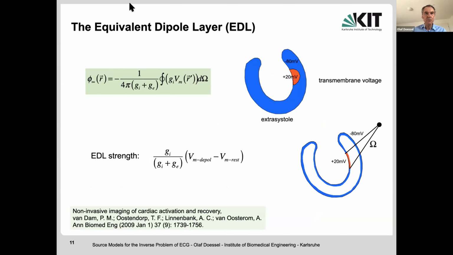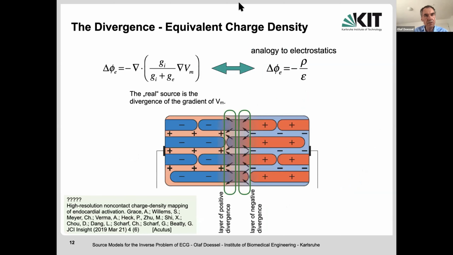This is a beautiful step that has been used for the equivalent dipole layer. The equivalent dipole layer is defined in the papers of Peter van Dam and Tom Oostendorp in this way, but you basically see it's this factor here, and it's this difference of the transmembrane voltage in the depolarized and the resting area. And so you translate all the sources to the surface and only look at the outer solid angle to the surface where you see the depolarized area.